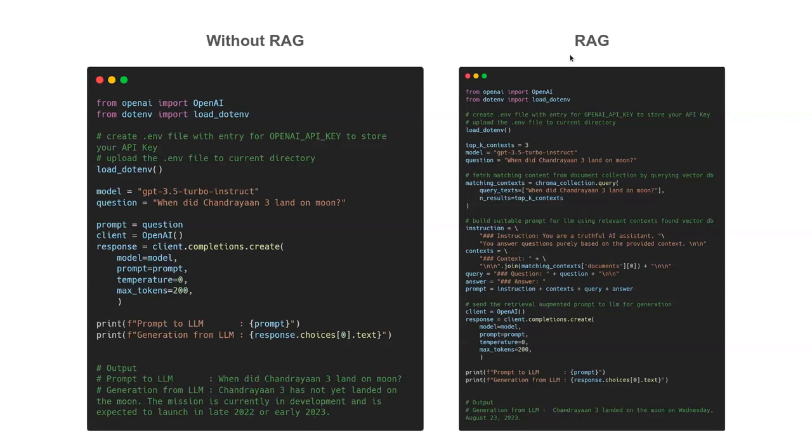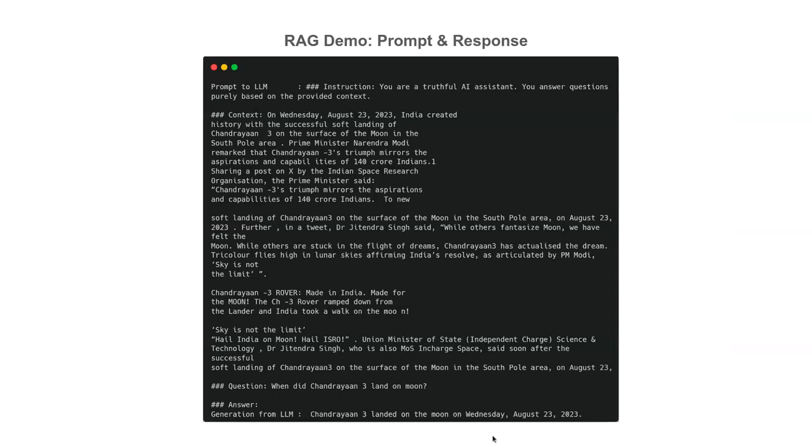Whereas if you're using RAG, you pass the necessary context in this instruction saying that this is a truthful AI assistant. You give the necessary context using the query, using the data you got from the vector database, and you ask the same question again. Then the LLM will give you a much better response, saying that it landed on Wednesday, August 2023. So this is the final context that is augmented and passed to the LLM. You can see it has all the necessary context. At the end there is a question, and it came up with a relevant answer.